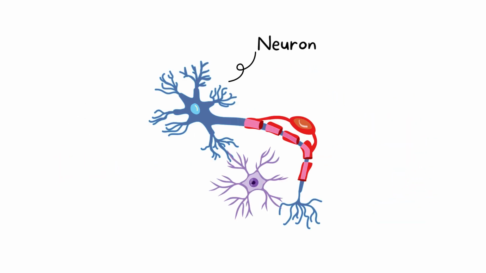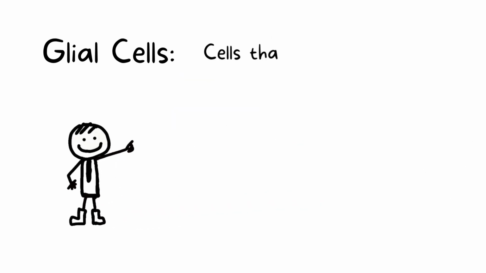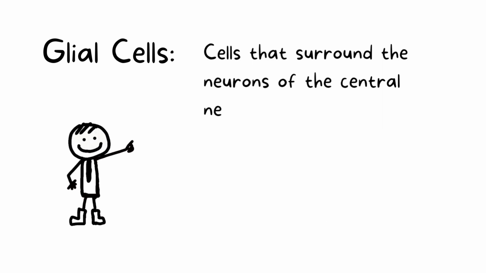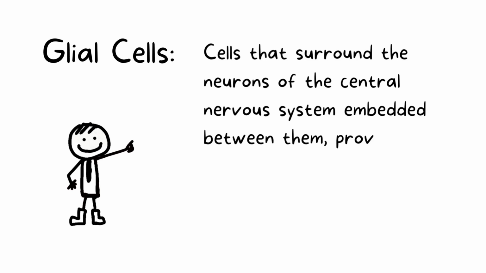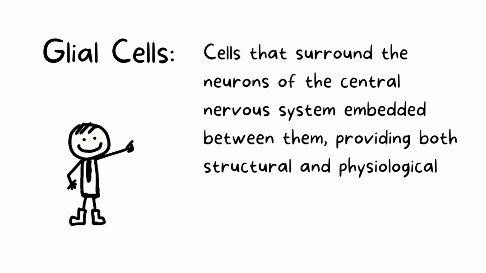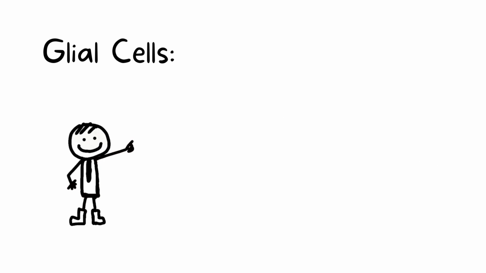Neurons, the type of nerve cell. This right here is a neuron, and these are glial cells. Glial cells are cells that surround the neuron at the center of the nervous system, embedded between them, providing both structural and physiological support.